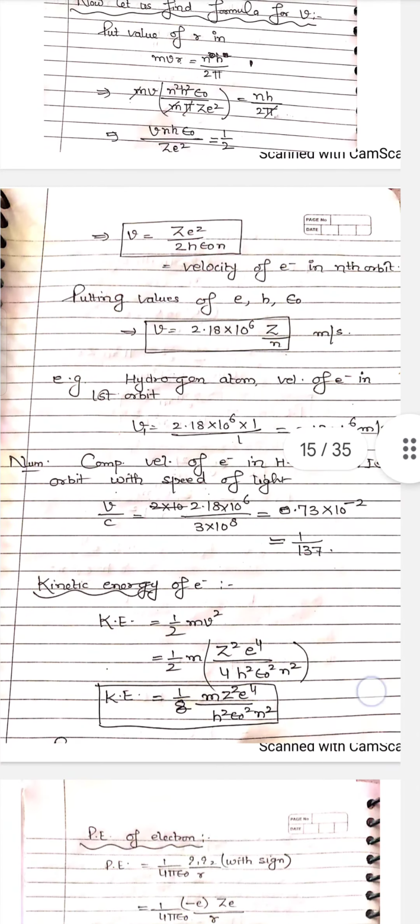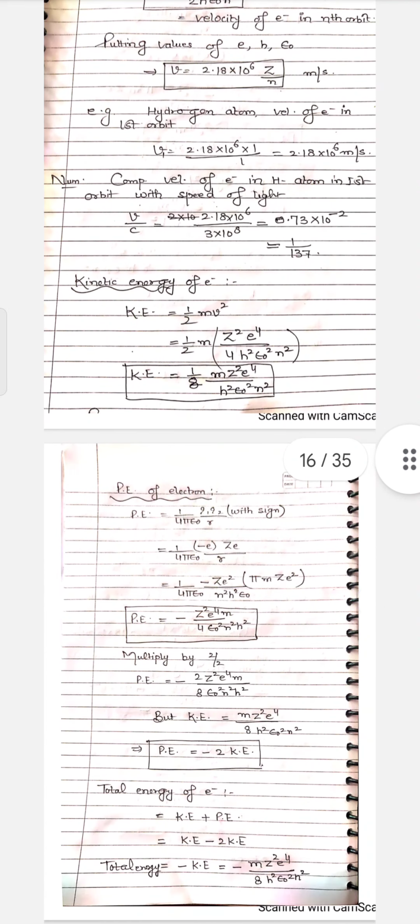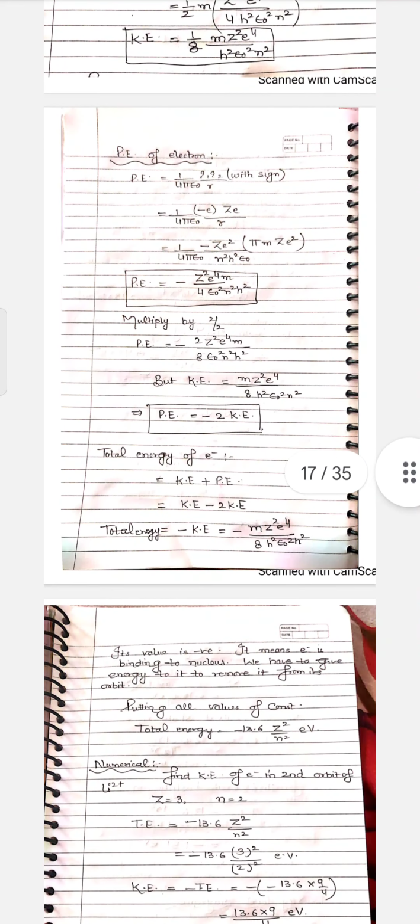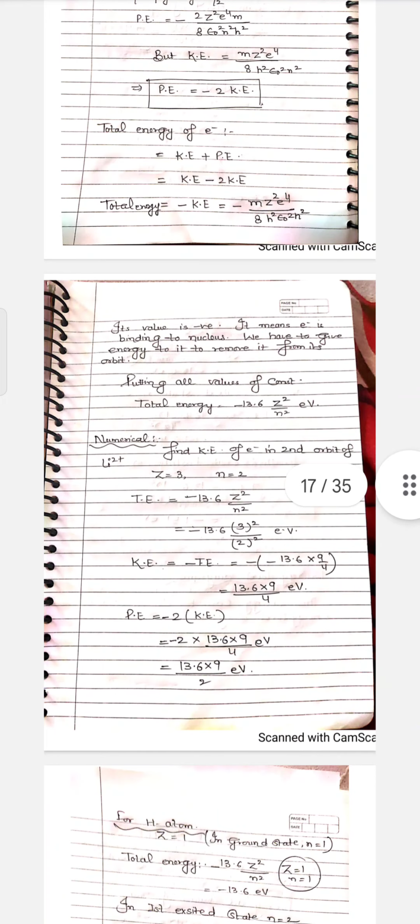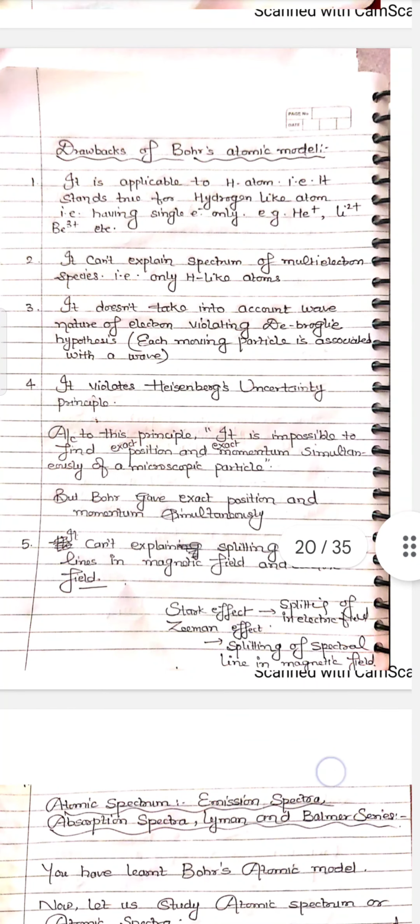Then after these calculations I have given some numericals also. These are very important. If you will read these notes, everything will be very much clear, because I have used very simple language in writing these notes, which you will not find in your books. Once go through these notes. Here you can see the drawbacks of Bohr's atomic model also.